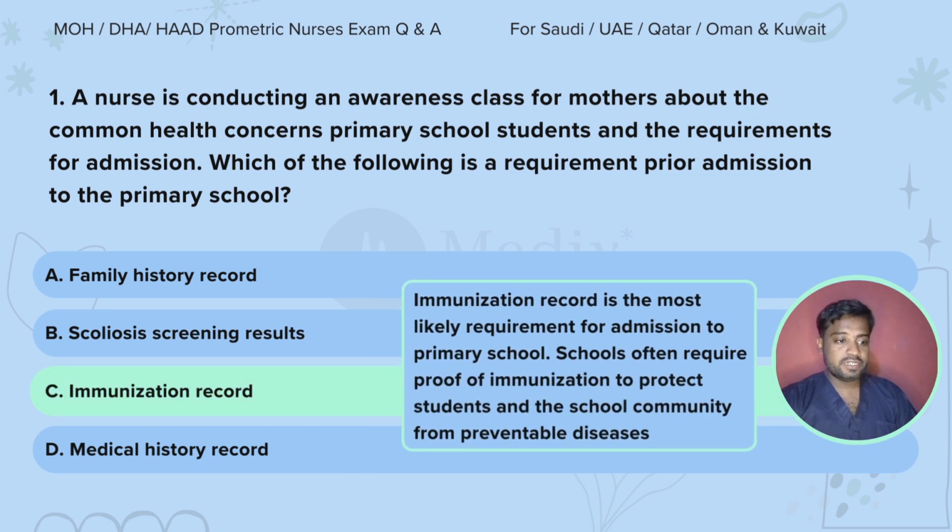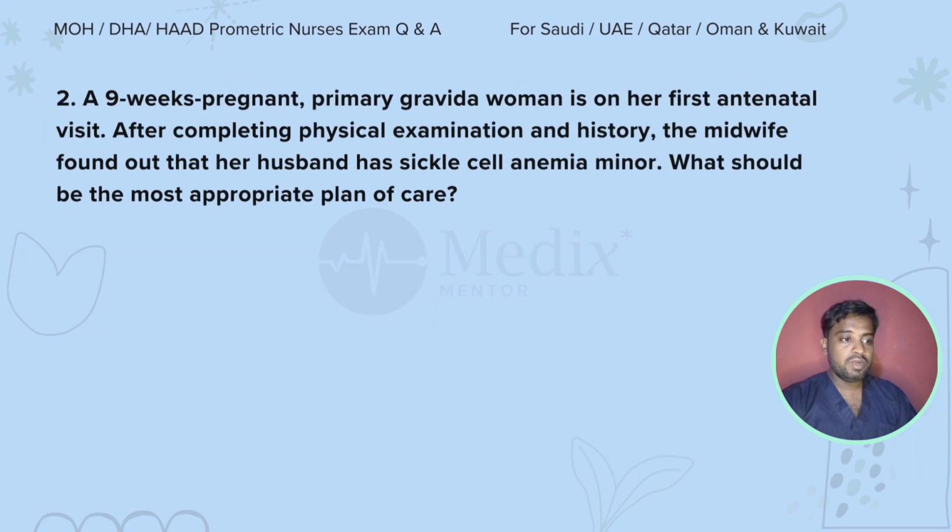So the correct answer is C. Immunization record is the most likely requirement for admission to the primary schools. Schools often require proof of immunization to protect students and the school community from preventable or infectious diseases. So the correct answer should be C. Let's begin question number 2.